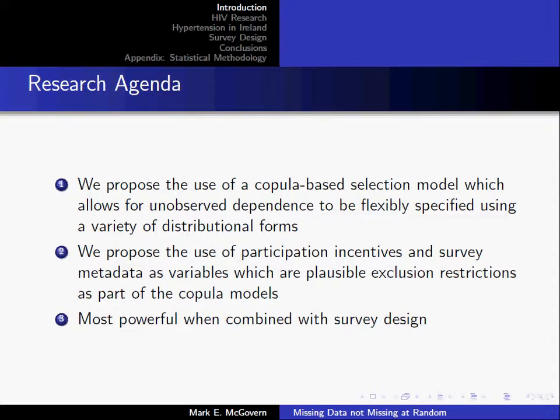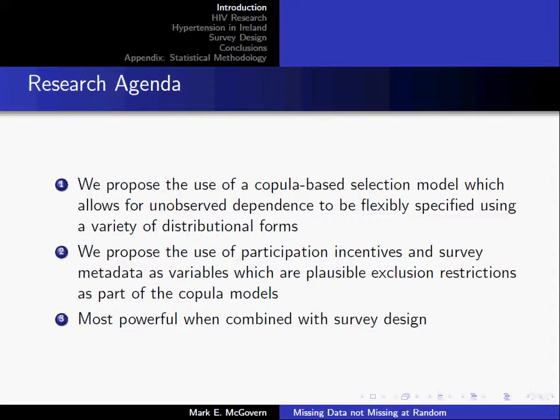In particular, we make the case that participation incentives and the way surveys are designed, so survey metadata, are actually plausible selection variables which can be used in these types of analyses. And then finally, I think the most interesting thing, and I'd really like to get to this today if I have time, which is combining survey design with these selection models in mind.